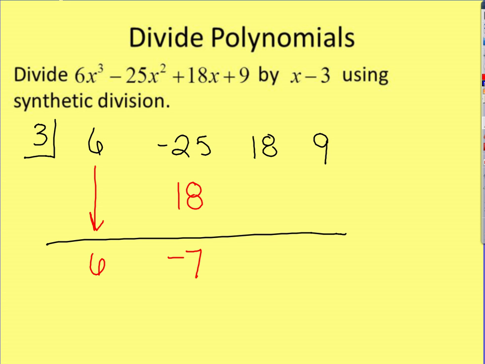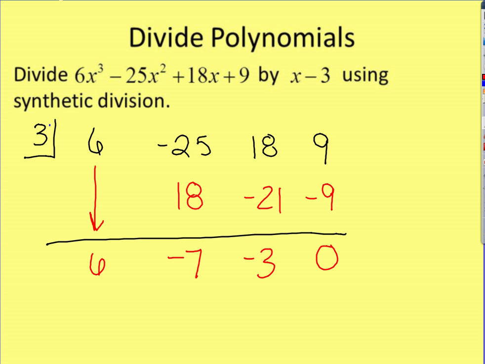You add straight down. So negative 25 plus 18 gives us a negative 7. Again, once you have a value underneath the line, you multiply what's in the corner by that value. Positive 3 times a negative 7 is going to give us a negative 21. Again, we add straight down, so 18 plus a negative 21, or 18 minus 21, gives us a negative 3. And 3 times that negative 3 is going to give us a negative 9. When we add those down, 9 plus negative 9 gives us 0.